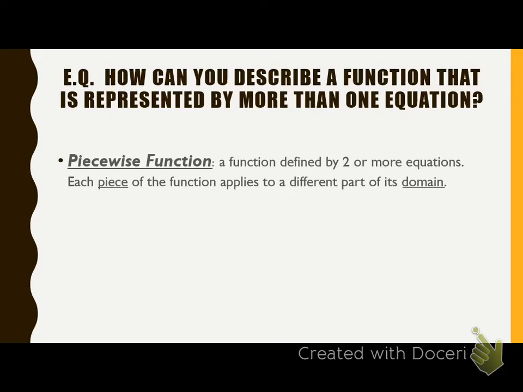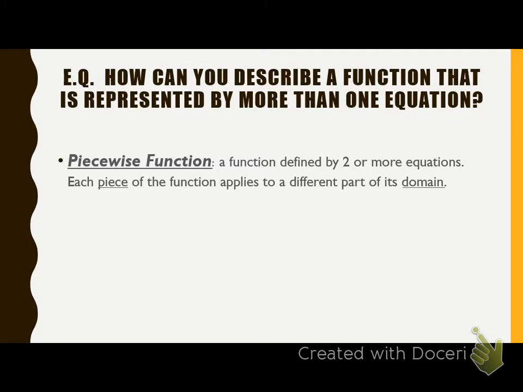All right? Now, when we have graphed functions in the past, what do the graphs of functions look like? What is their shape? They're lines, okay? So we're going to take a piecewise function, a function defined by two or more equations, and when we graph them, instead of graphing the entire line, we're going to be graphing pieces of those lines. So each piece of the function is going to apply to a different part of the domain.